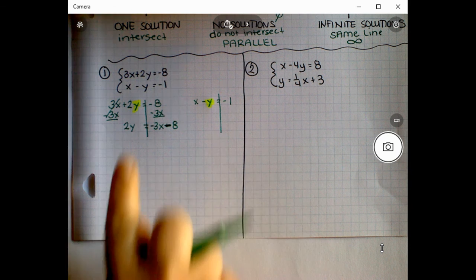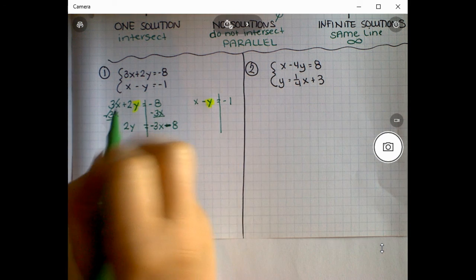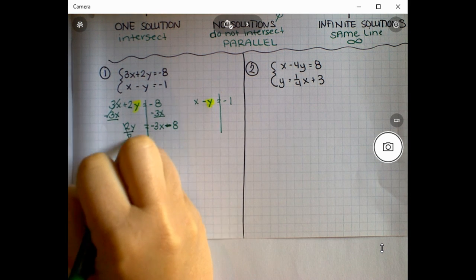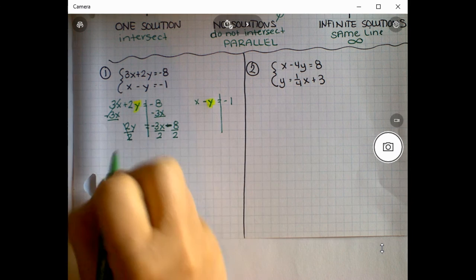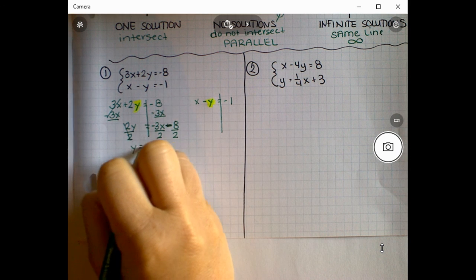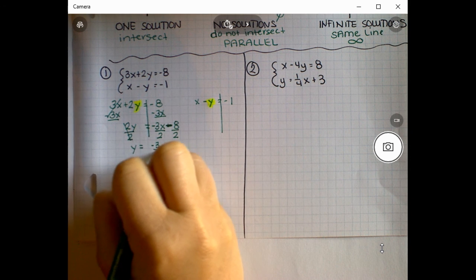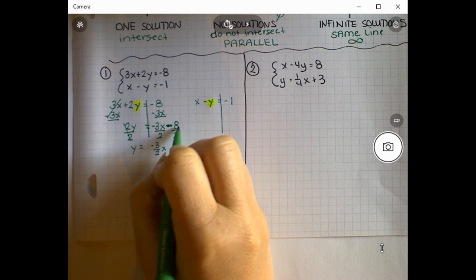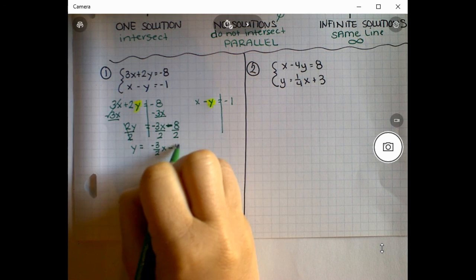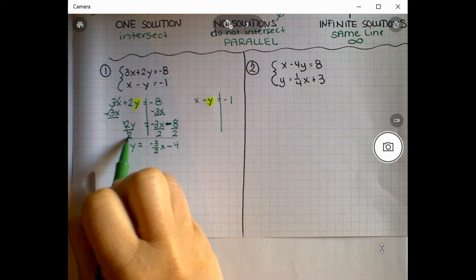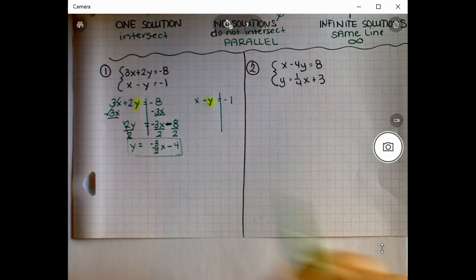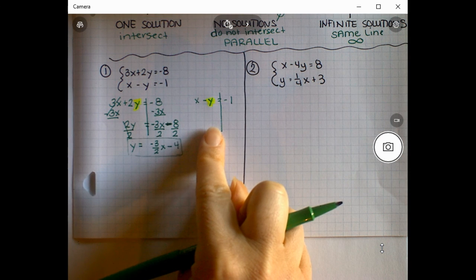Okay? Still, we have 2 times y, so we need to divide both sides by 2, every term by 2, in order to have y alone. y equals negative 3 over 2 x, and negative 8 divided by 2 is negative 4. All right, so this one is now in slope-intercept form, and now we're going to do the same for this one.